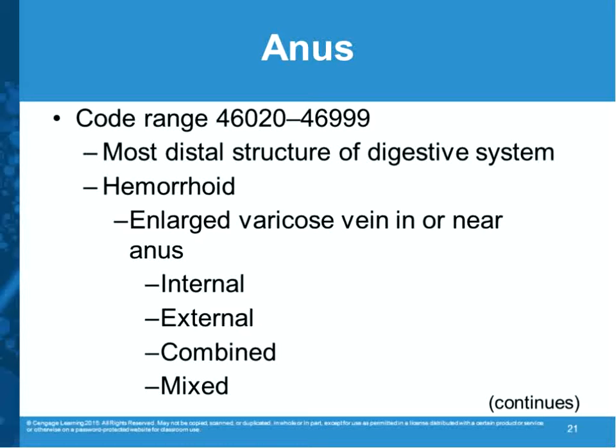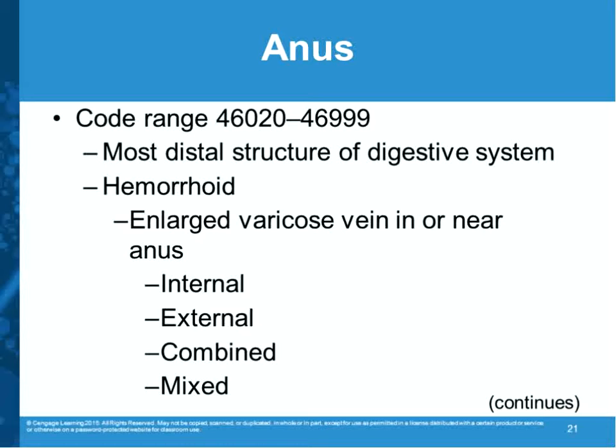So, with your anus, you have a lot going on here with hemorrhoids, because that's where they usually occur. So you have some codes here dealing with hemorrhoids. Now your anus section starts off with a couple of incision codes, removal of an anal septum, abscess, incision and drainages. Also you have some hemorrhoid codes, both in your incision and in your excision.